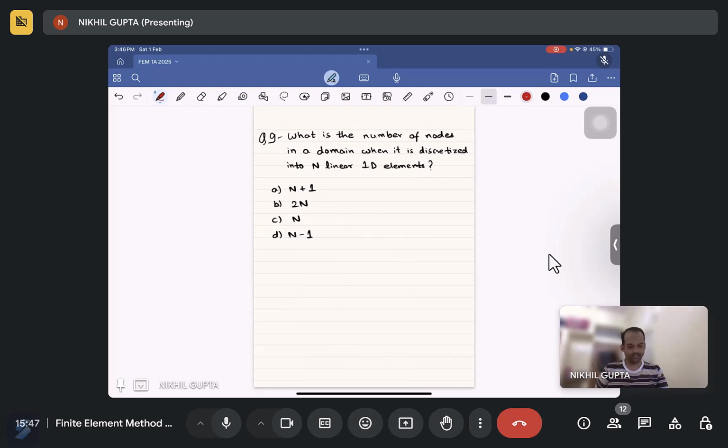Did you get it? N plus 1. Yes, n plus 1. How is it like this? Let's say we have 1, 2, 3. Let's say we have 6 nodes. So how many elements are there? 1, 2, 3, 4, 5. So whatever n we take, we know the number of nodes will be 1 extra. So directly we can say the solution is n plus 1.